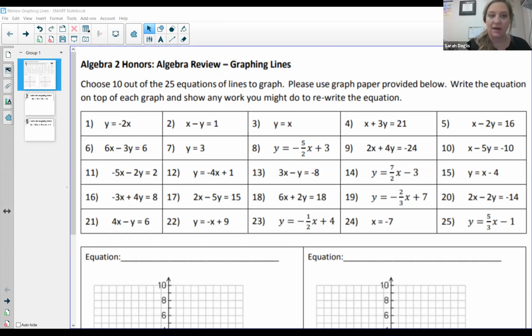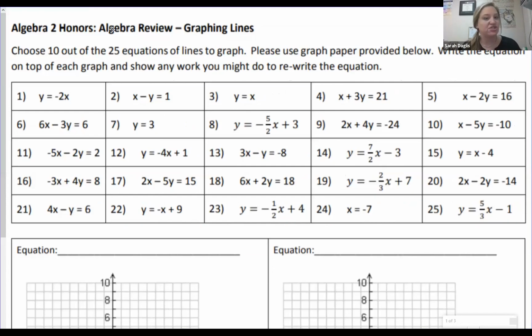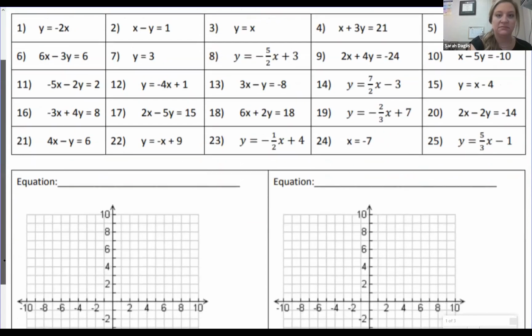All right, so here we go. We have our 25 options. Let's just do 2 of them together. We'll do one in slope intercept form first. Let's do, I don't know, how about number 8? Okay, so I'm gonna do number 8.